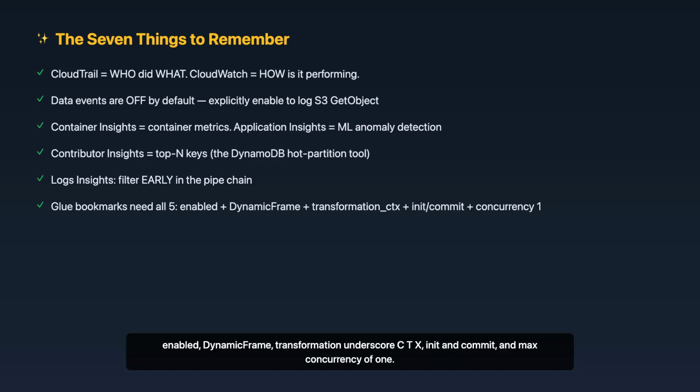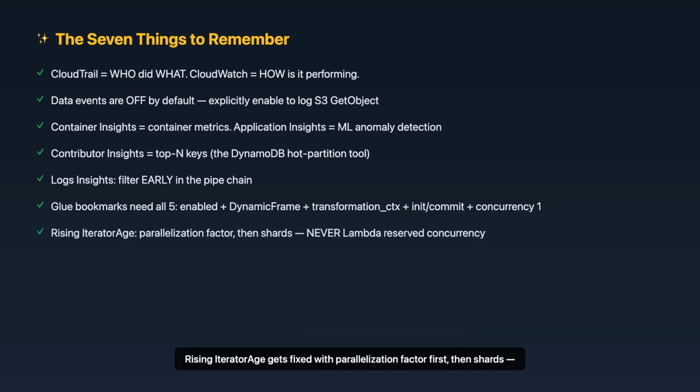Enabled, dynamic frame, transformation_ctx, init and commit, and max concurrency of 1. Rising IteratorAge gets fixed with parallelization factor first, then shards, never with Lambda reserved concurrency. Remember that Lambda function quietly burning $415 a year? One retention policy call fixed it. One command per service, one mental model per question, that's the whole game here.